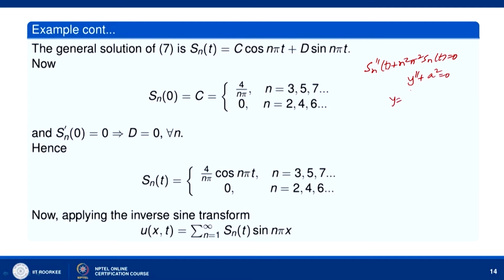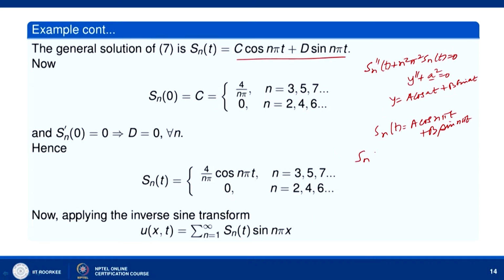So we know that the general solution is a cos at plus b sin at. In this case, because the right side is 0, the particular integral is 0. So here Sn(t) will be equal to a cos, where a is equal to n pi, so a cos n pi t plus b sin n pi t.